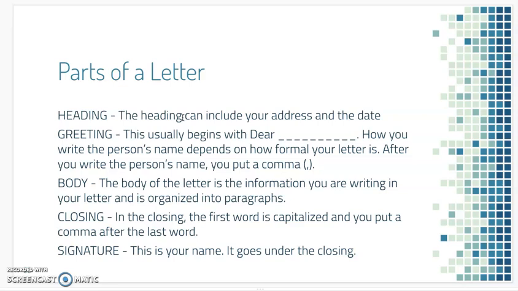The body of the letter is the information you are writing. It's organized into paragraphs, just like when we're writing a paper. Paragraphs start when a new idea is introduced. For the closing, the first word is capitalized and you put a comma after the last word, such as thank you for your time. The T would be capitalized, but the your or time would not need to be. And the signature is your name. It goes under the closing. If you are writing a letter by computer, there are ways that you can add your signature in electronically. And if you are writing it freehand, you would use your best autograph signature.